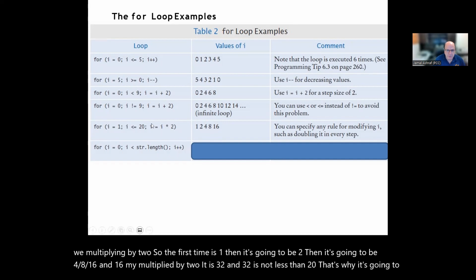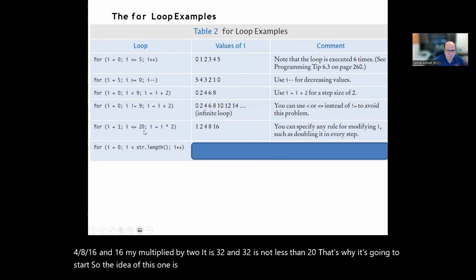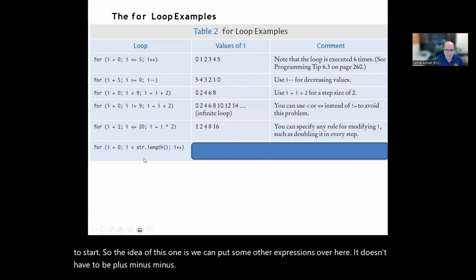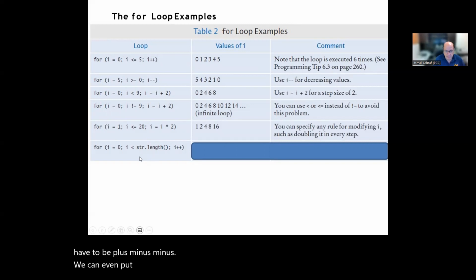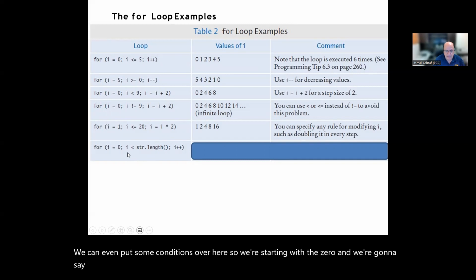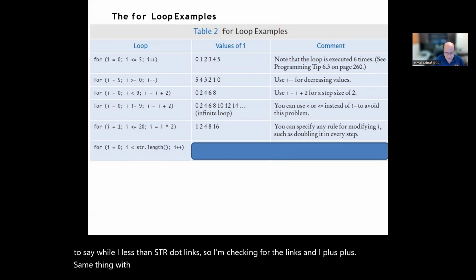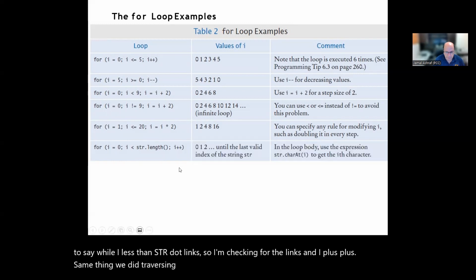So the idea of this one is we can put other expressions over here. It doesn't have to be plus plus or minus minus. We can even put some conditions over here. So we're starting with 0. I'm going to say while i less than str.length, so I'm checking for the length, and i++. Same thing we did traversing in a while loop.